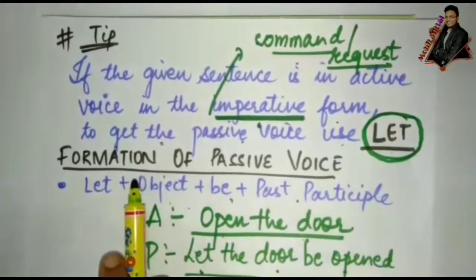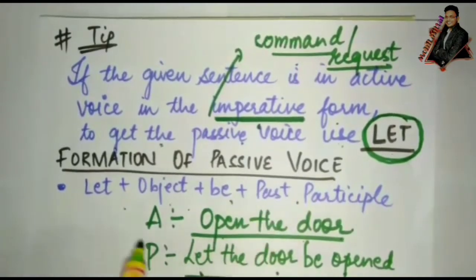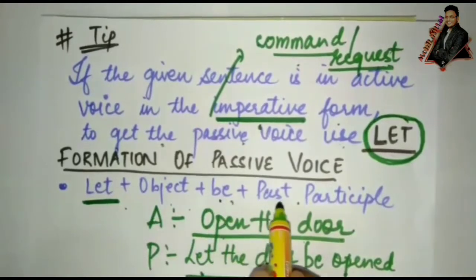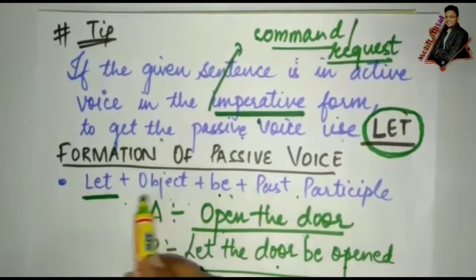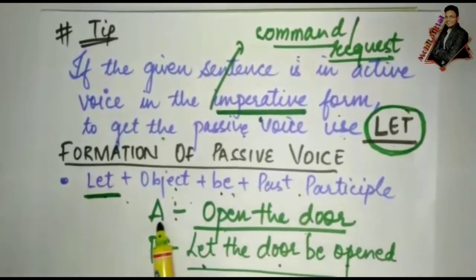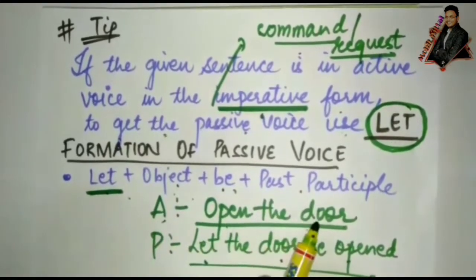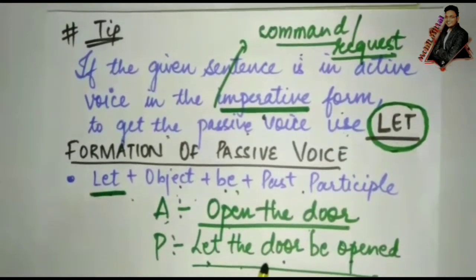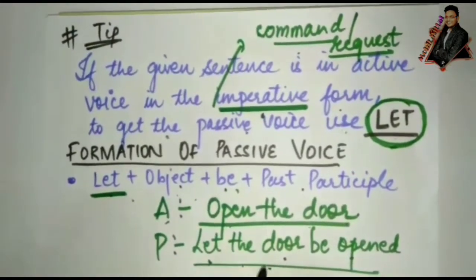For example, the formation of passive voice, let us see. The general formula is let plus object plus be plus past participle. I repeat, let plus object plus be plus past participle. In active voice, it is: open the door. Now we begin with let: let the door be opened. That is all about imperative sentences.